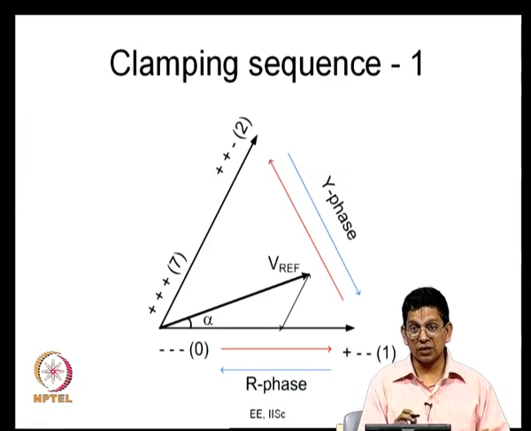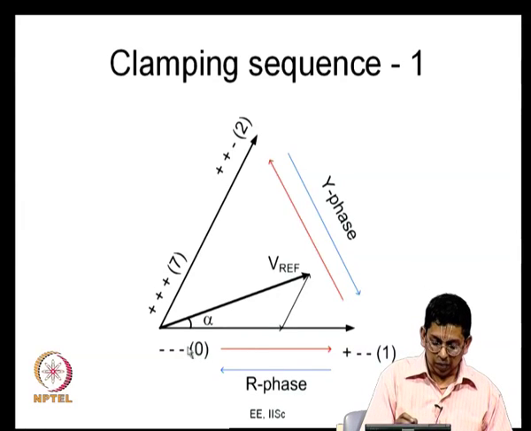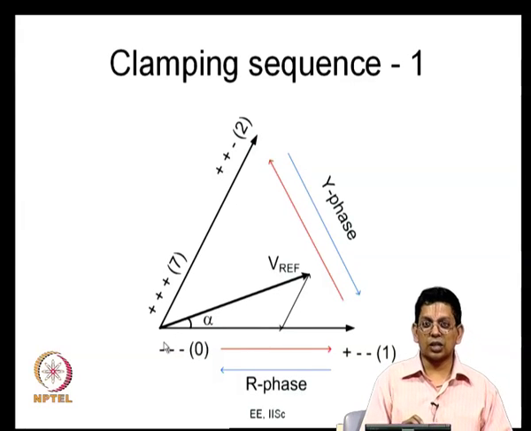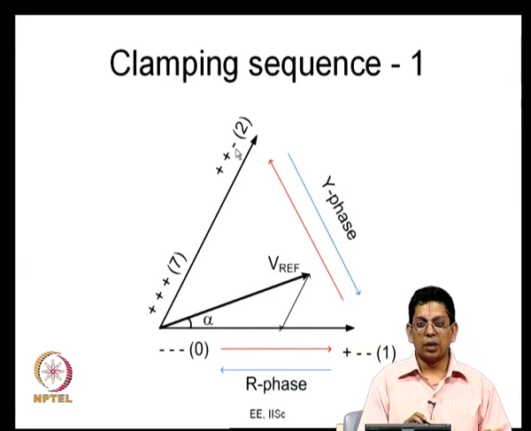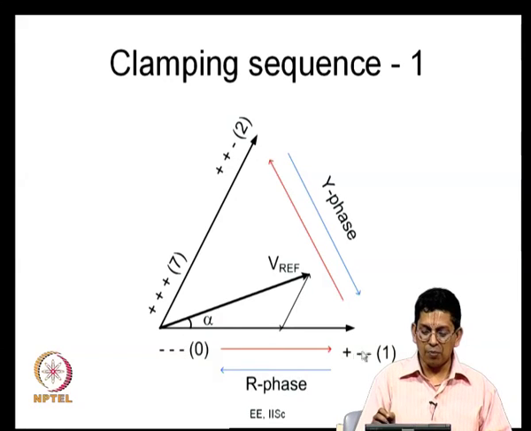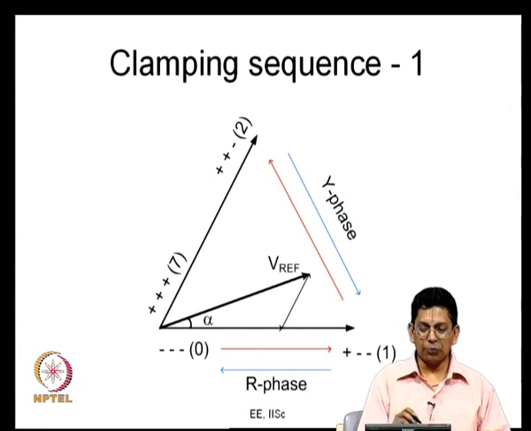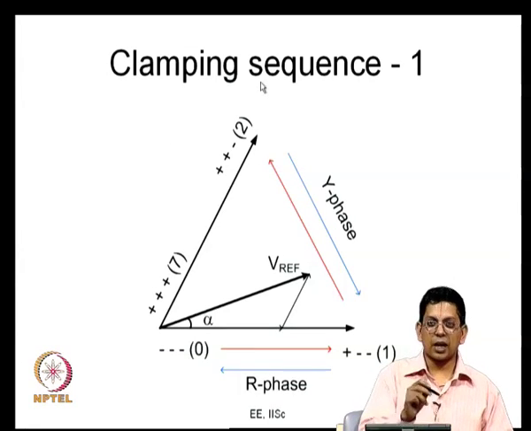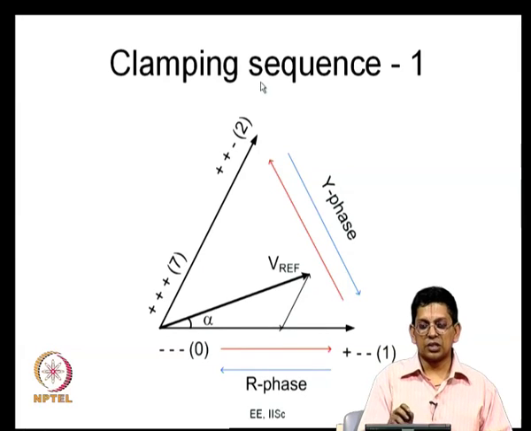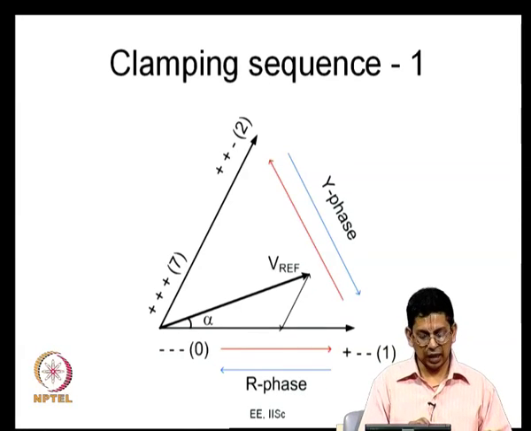Why am I calling it a clamping sequence? Because you see here minus minus minus, all the 3 phases are connected to the negative bus. Here R phase gets connected to positive bus and here Y phase also gets connected to positive bus, but look at B phase: it is negative here, it is negative here, it is also negative here. What does it mean? B phase is not switched at all, B phase is clamped to the negative DC bus over the entire subcycle. Therefore, we call the sequence a clamping sequence. This is one possible clamping sequence.